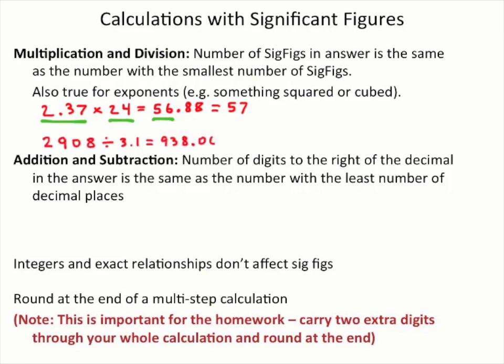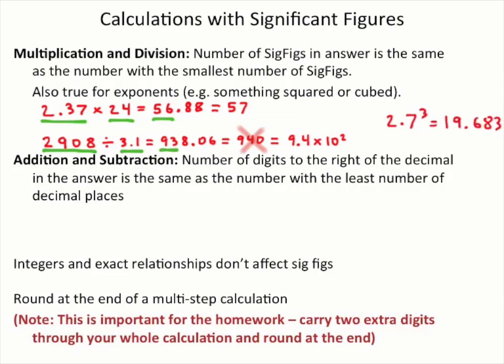Another example, 2,908 divided by 3.1. Your calculator tells you 938.06 something. And you look at this, the 3.1 only has 2 sig figs, so therefore your answer only has 2 sig figs. So first step, you might write 940, but remember that a 0 to the right of a number without a decimal point is ambiguous. You don't know what that means, so don't do that. Instead, write 9.4 times 10 to the 2, which shows very clearly that you have 2 sig figs.